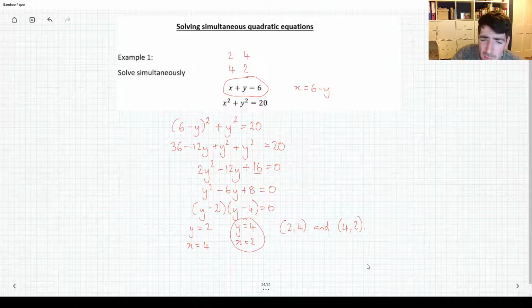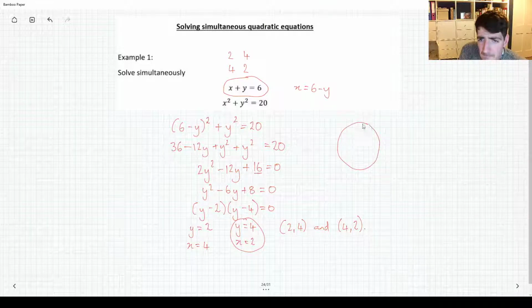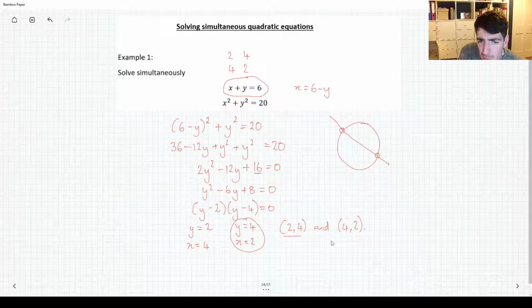So that's the first one done. So what you've actually got there is you've got a circle and a straight line. And the straight line intersects it at these 2 points.